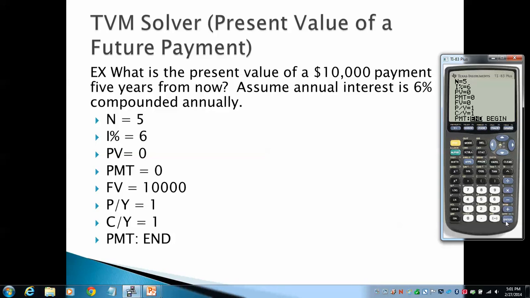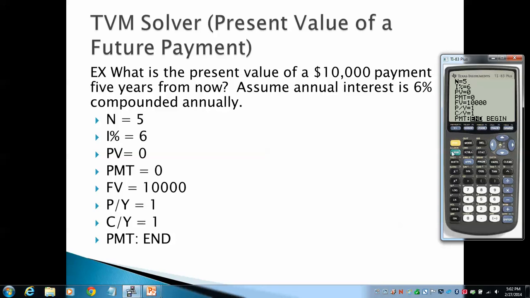The present value, that's what we don't know. You can put anything here. We're going to come back to that in a moment. Payment, there is no regular payment, so just press 0 for that. Future value, that's what we know. We know the future value is $10,000. Let's just enter 10,000 here. Whoops, not 10,001, but 10,000. And then payments per year, compounding periods per year. Those are both 1. Now we scroll up to PV, which is what we want to know, the present value.